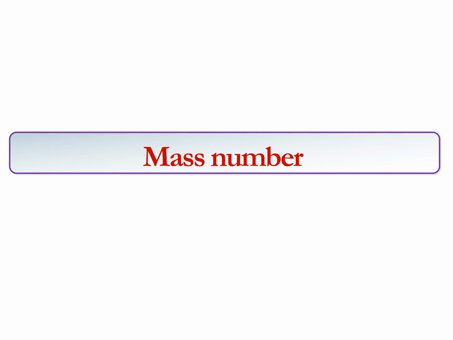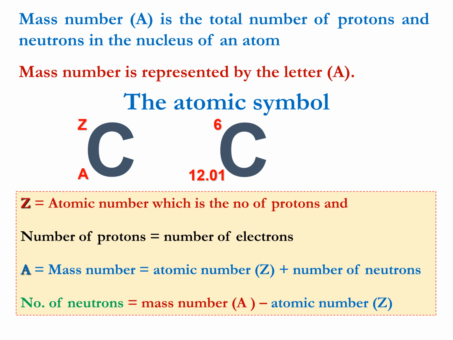So now we look at mass number. What is mass number? Mass number is the total number of protons and neutrons in the nucleus of an atom. And mass number is represented by the letter A. So if you have carbon written in this form, this Z is the atomic number and A is the mass number. So the mass number for carbon is 12.01 and the atomic number is 6.